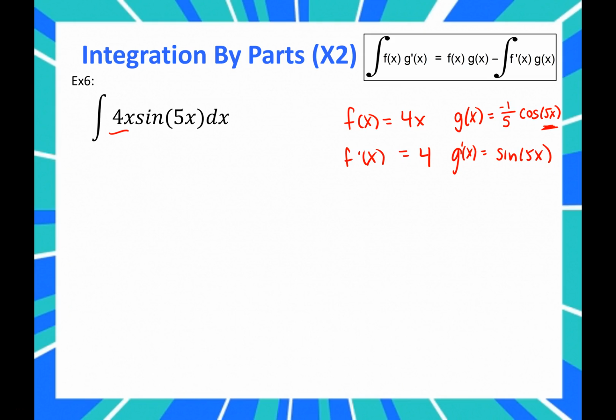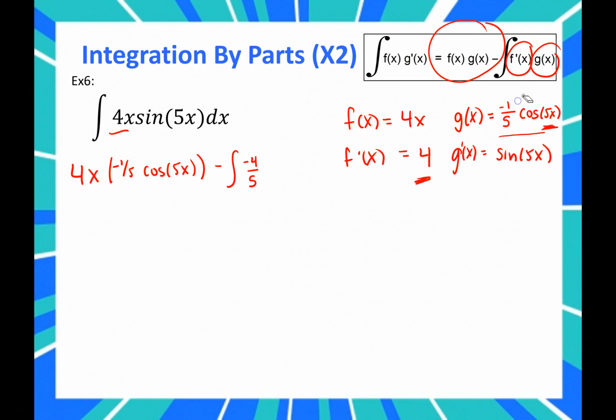All right, so we're going to go ahead and fill in f of x, g of x, which in this case is going to be 4x times a negative 1/5 cosine of 5x. And then minus the integral of f prime of x times g of x. In this case, that's going to be 4 times this. So that's going to give us a minus 4/5 because I'm doing 4 times negative 1/5. That's a negative 4/5, and then that's going to be a cosine 5x.